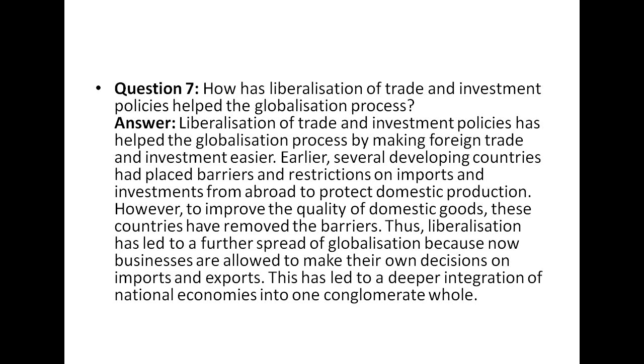However, to improve the quality of domestic goods, these countries have removed the barriers. Thus, liberalization has led to a further spread of globalization because now businesses are allowed to make their own decisions on imports and exports, and this has led to a deeper integration of national economies into one conglomerate whole.